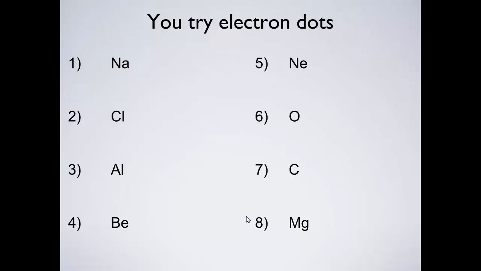What is Na? Sodium. Let's look at sodium's electron dot diagram. How many valence electrons does it have? Just one. How about chlorine? How many does it have, Carter? 7. Now, what do you think about sodium and chlorine when they are near to each other? They can make a compound.